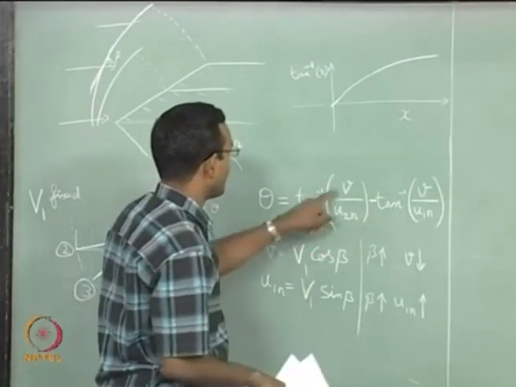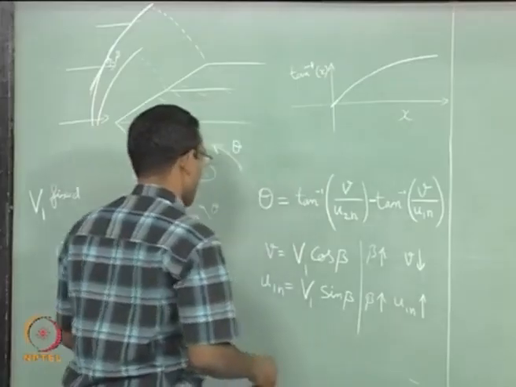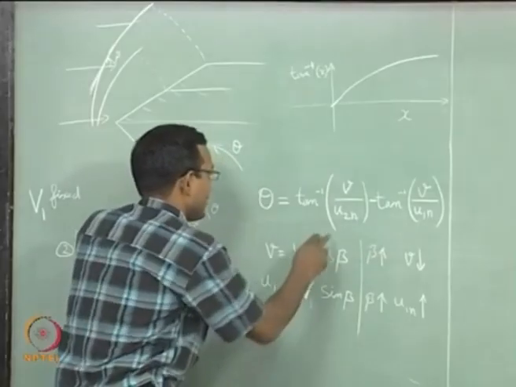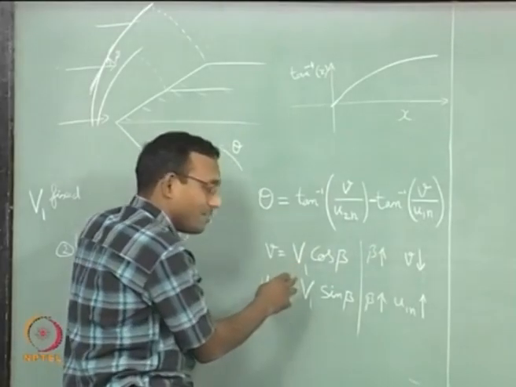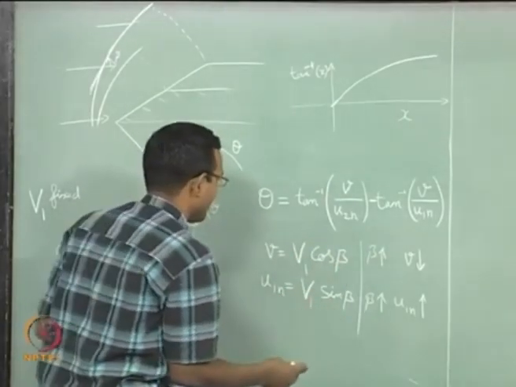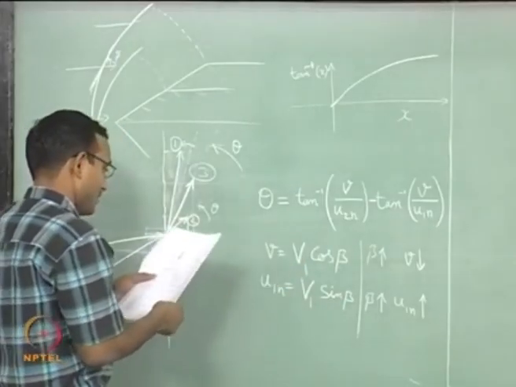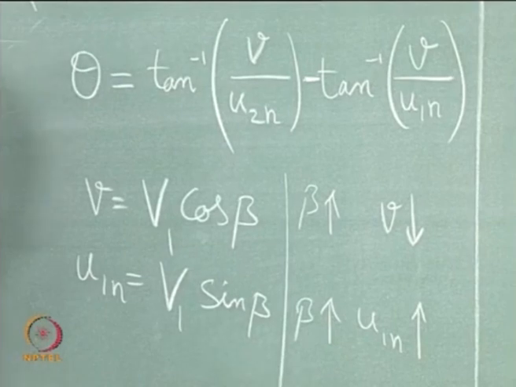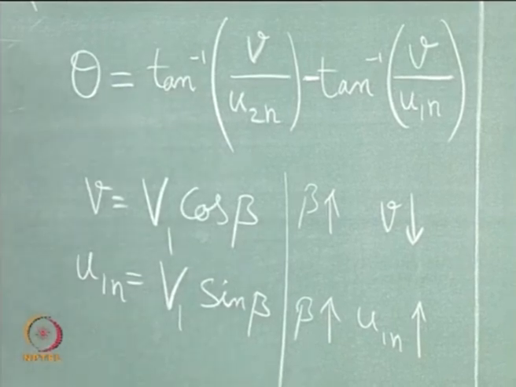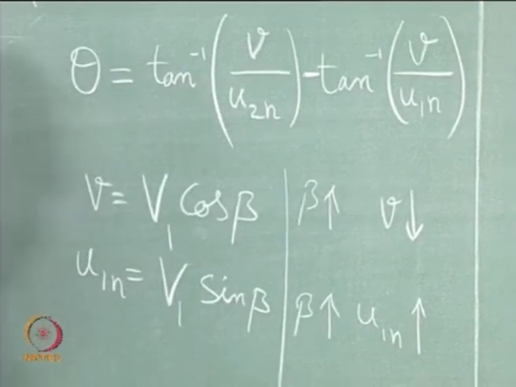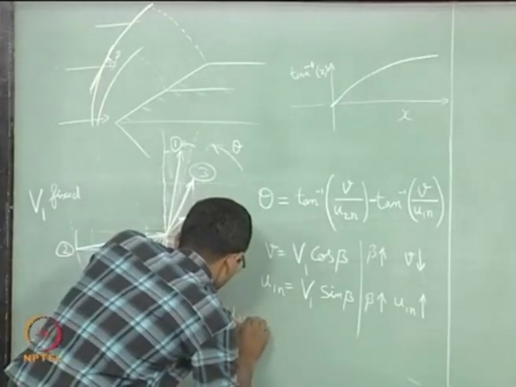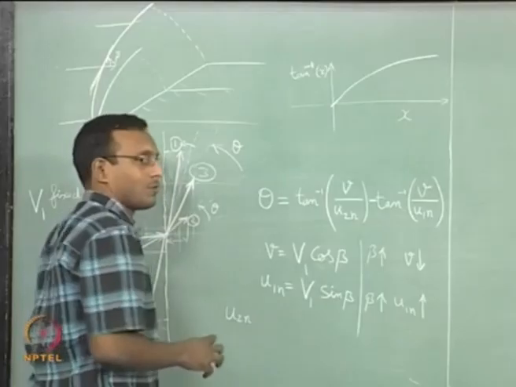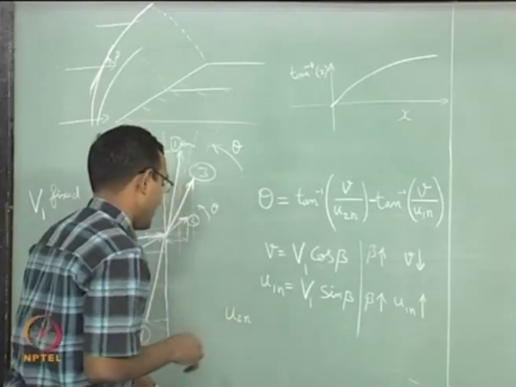Now, we will go to the other one. V is still the same, V1 cos beta, good enough, we will keep it that way. I can also say it is V2 cos beta minus theta, it is not complex. I will write it now, u2. What happens to u2 normal if u1 normal increases, that is the idea.